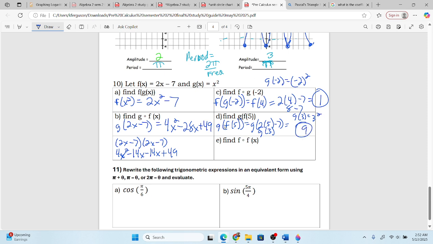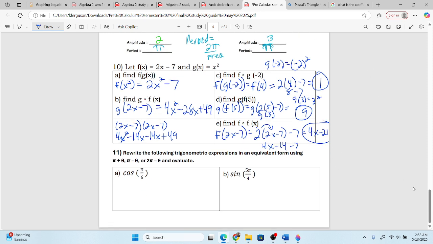And then finally, I've got f of f of x. So f of x is 2x minus 7. And I replace this with the x. So that's going to be 2 times 2x minus 7, minus 7. So now I distribute. 2 times 2x is 4x. 2 times a negative 7 is negative 14. And then I got minus 7 over here. Well, an x ain't getting messed with. But negative 14 minus 7 is negative 21. And that's my answer.